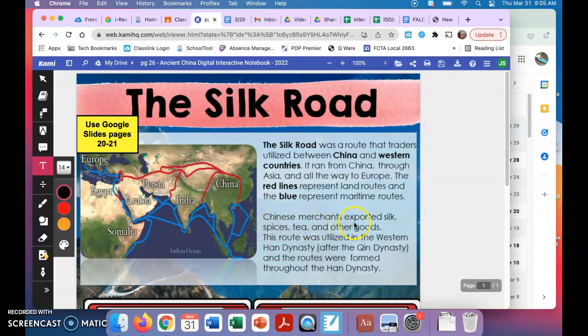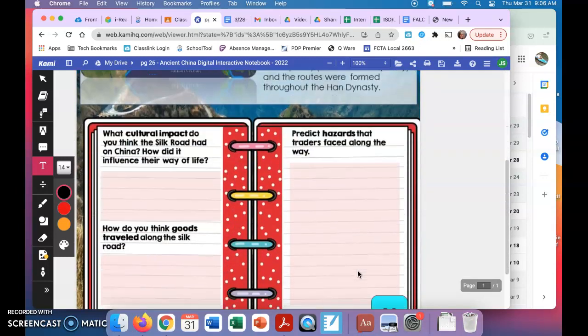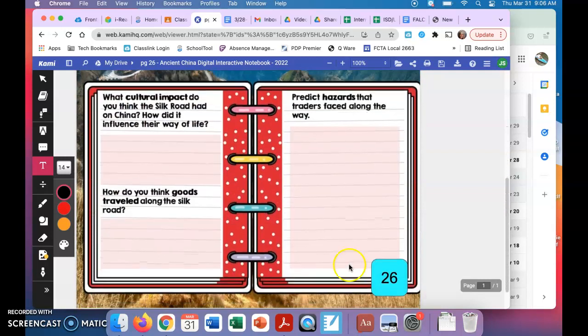Chinese merchants exported silk, spices, tea, and other goods. This route was utilized in the Western Han Dynasty after the Qin Dynasty, and the routes were formed throughout the Han Dynasty. So on the bottom of Interactive Notebook page 26, you have this notebook page here where you'll answer some questions.